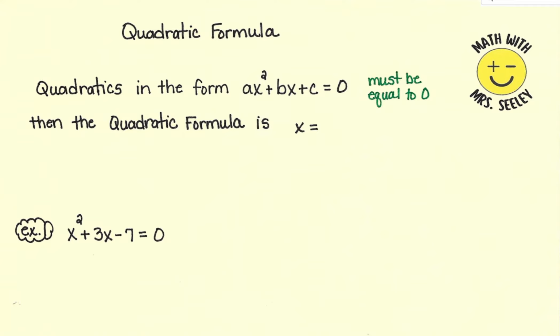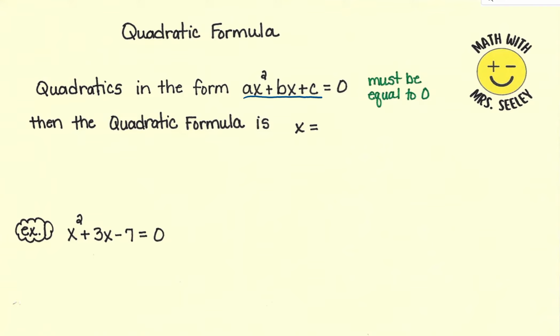The quadratic formula is used when you have a quadratic that can't be factored, or if you don't like to factor and you'd prefer to use a formula each time. When you're using the quadratic formula, you must be set equal to 0 and in the form ax squared plus bx plus c. Your x squared term is first, then your x term, and then your constant.